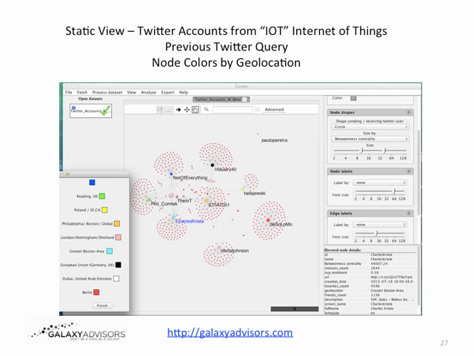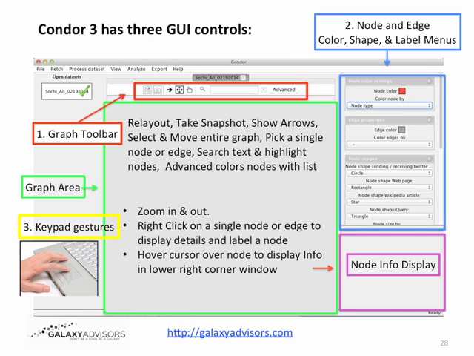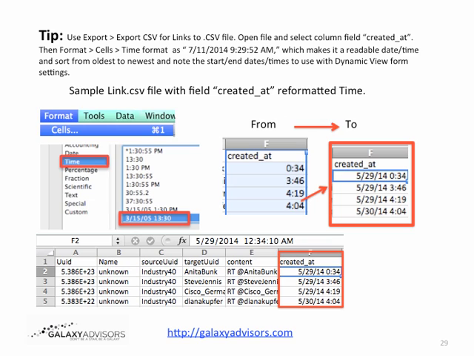So here's a map. I drew a static map of the Twitter accounts with the Internet of Things, using the previous Twitter query to identify those Twitter names or handles. And I colored these by geolocation. Next, again, you can use the Condor 3 GUI controls to navigate, change, and explore the graph.